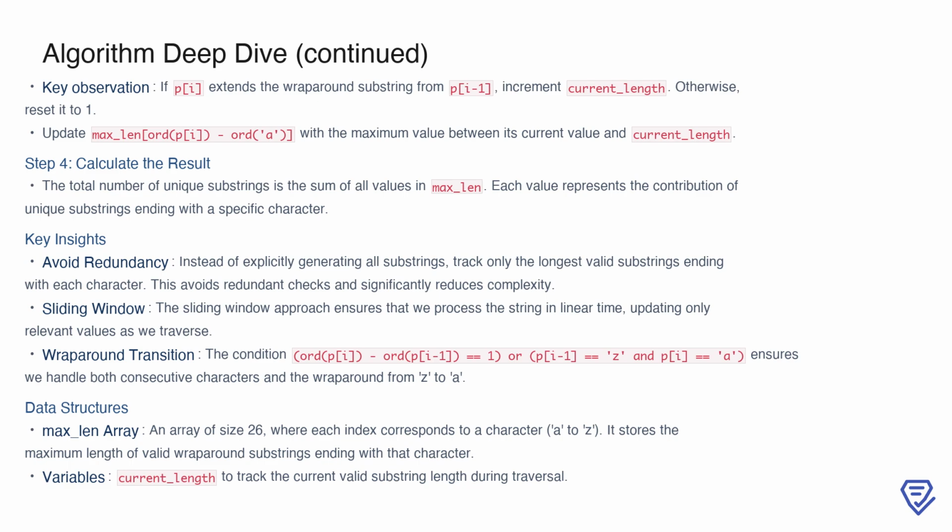Once we've processed the entire string, we can calculate the total number of unique substrings by summing up all the values in max_len. This method avoids redundancy by focusing only on the longest substrings that satisfy the wraparound condition, rather than generating all possible substrings. The sliding window approach ensures that we process the string linearly, making the algorithm efficient. The condition, ord(p[i]) - ord(p[i-1]) == 1 or (p[i-1] == 'z' and p[i] == 'a'), helps us handle both regular consecutive characters and the special wraparound case from z to a.